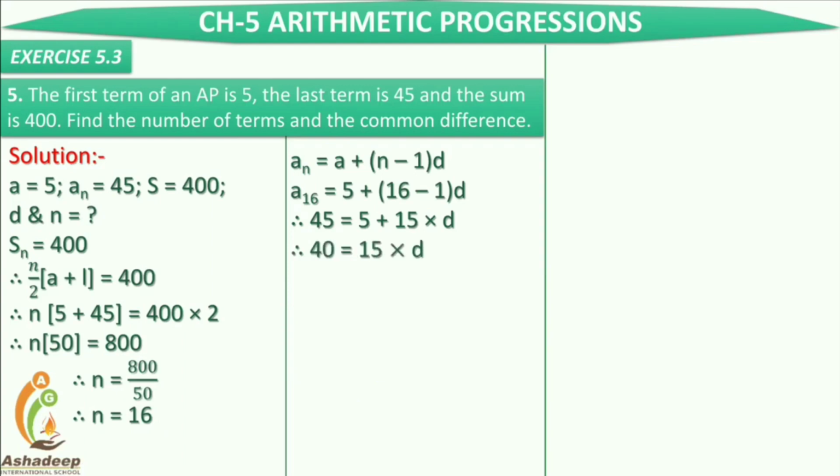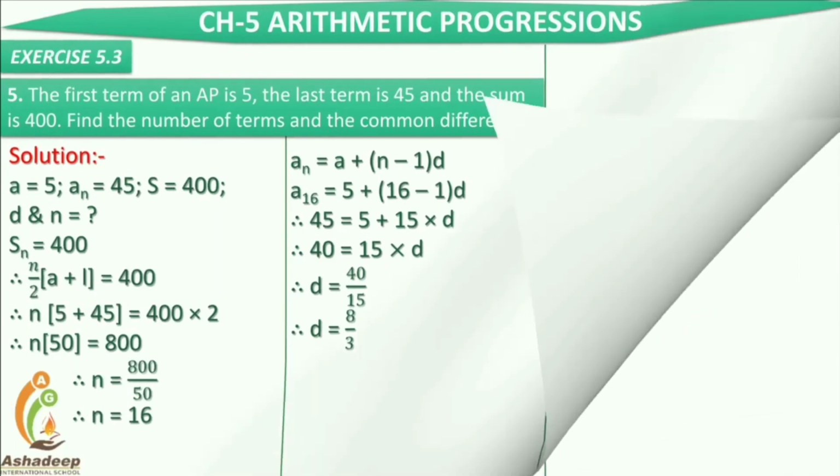Now let's move ahead. This 5 comes onto this side, it becomes minus, so 45 minus 5 is nothing but 40. Now this 15 from the numerator goes into the denominator, right? Now D is equal to 40 by 15, so D is equal to 8 by 3. So in this way we find the answers. This is 16 and this is 8 by 3, right?